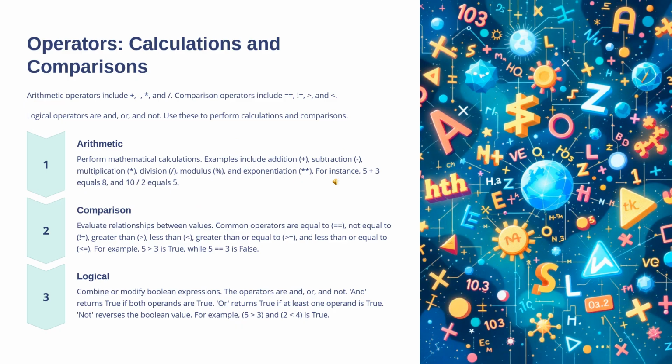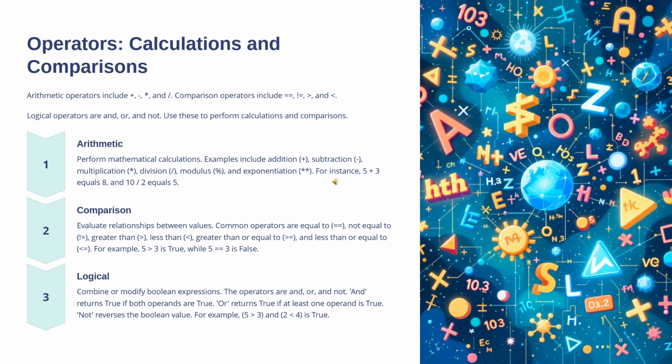Operators, calculations, and comparisons. Arithmetic operators include plus, minus, asterisk, and forward slash. Comparison operators include double equals, not equals, greater than, and less than. Logical operators are and, or, and not. Use these to perform calculations and comparisons.